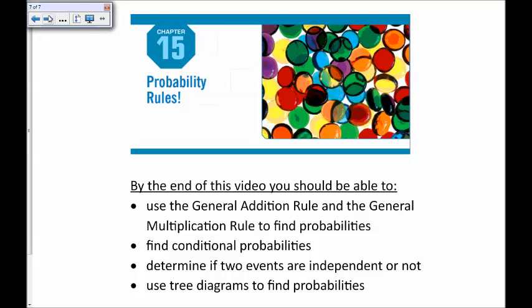So this video was about some probability rules, about the general addition rule and the general multiplication rule. It was about conditional probabilities and determining if two events are independent or not, and also using tree diagrams to answer some pretty complicated questions. Thank you so much for watching.